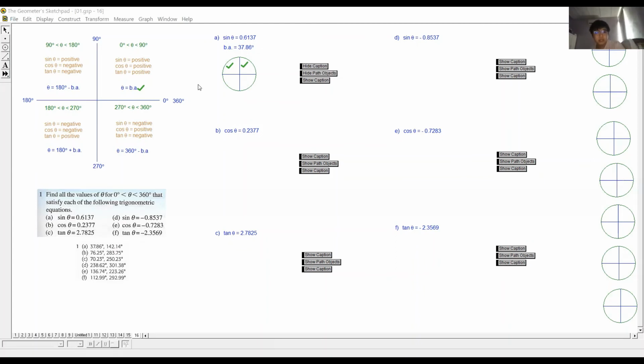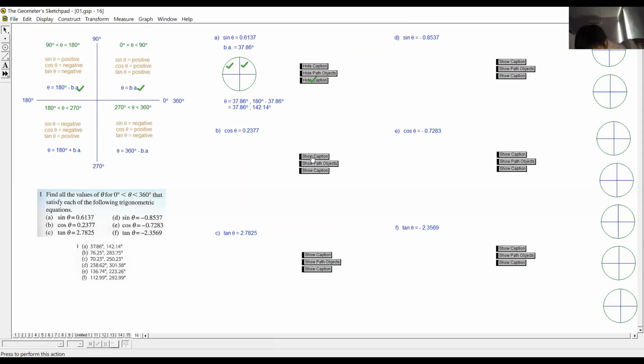Now, if the angle comes from the second quadrant, you have to perform this calculation. You use 180 minus the basic angle you found, and that will be the second answer. So what is your answer? The two angles are 37.86 and 142.14. Okay, correct.